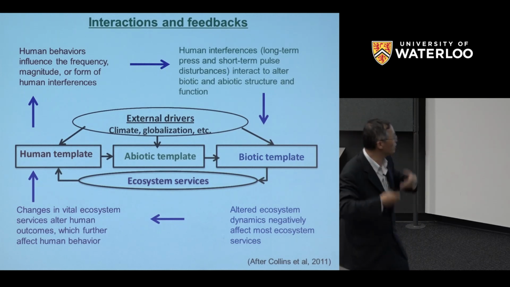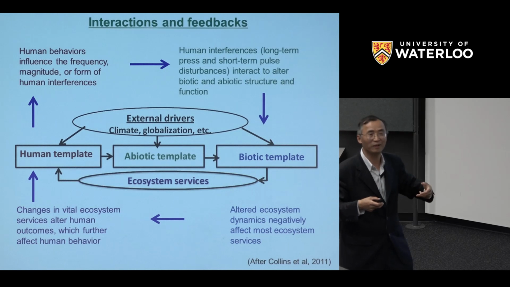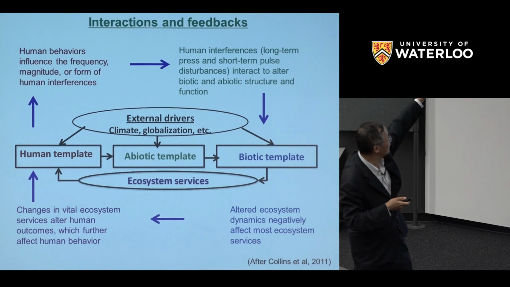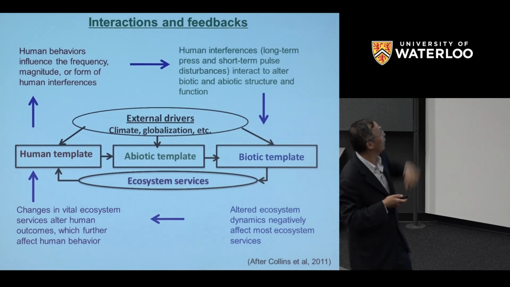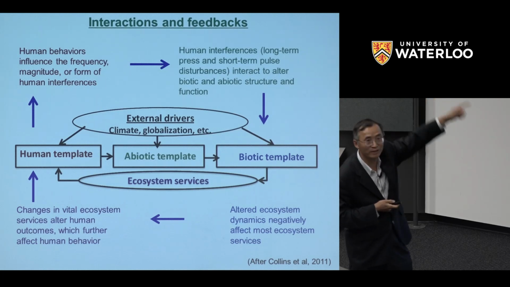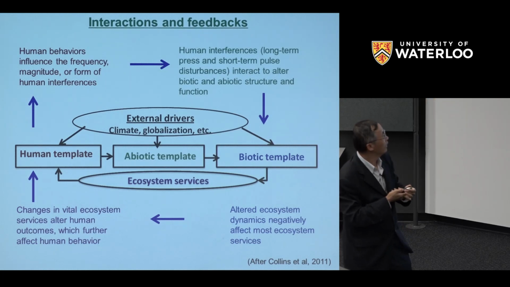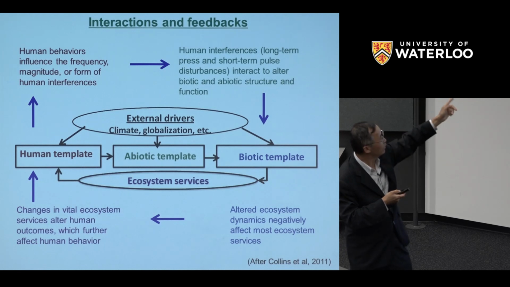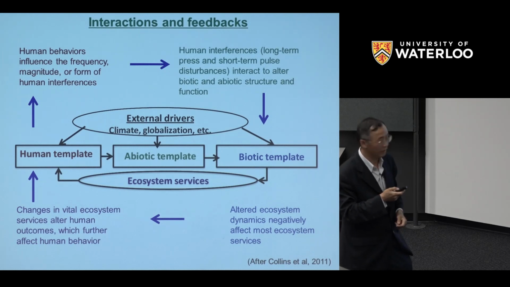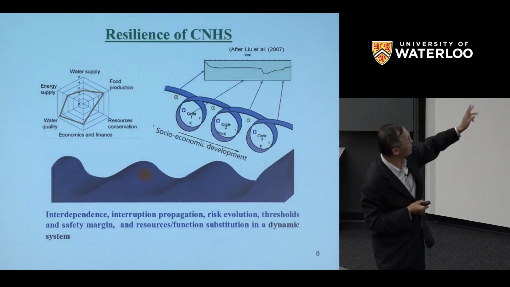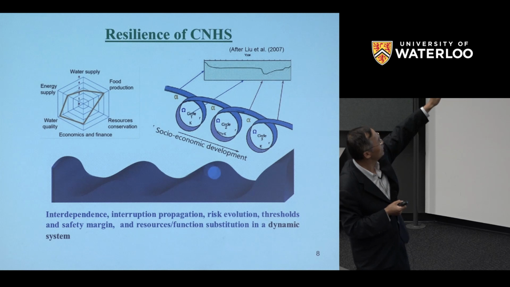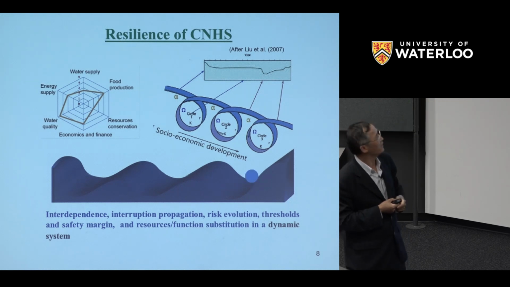And then that will drive some policy or regulation changes, and that in turn will affect human behaviors. So this figure shows the loop of the interactions of human and nature components in a watershed. I like this figure. In this figure, we show the resilience of CNHS.